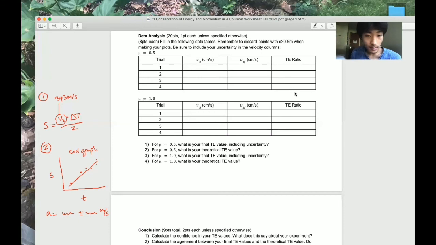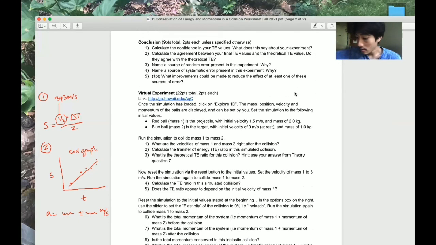And conclusion. All right, so it's asking again for this confidence and the agreement. So I suggest you review the lab manual on how to do these calculations, because these are both numbers. And I would like to see that you write what these numbers mean. So once you get a value for your confidence and a value for your agreement, if you could put a sentence saying what this value means, that would be nice.